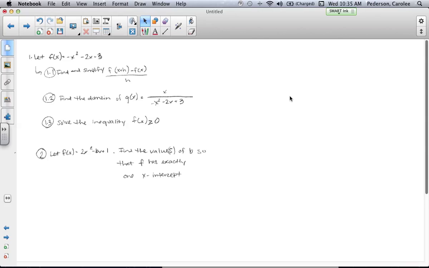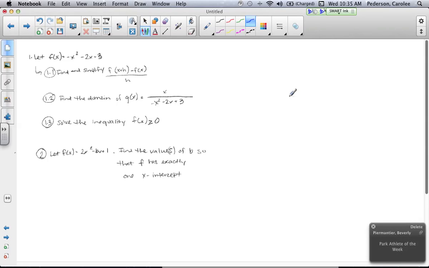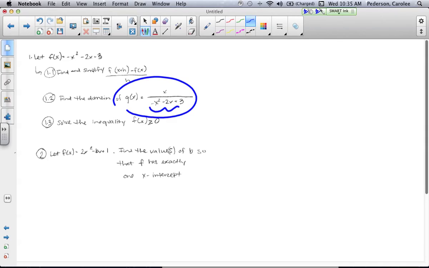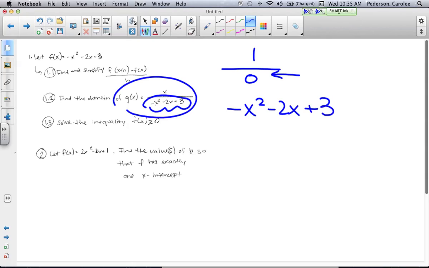So it says find the domain of that function. So the domain of a function is what can you plug in for x? Well, there's a restriction in this piece right here. It cannot be undefined. Undefined means something over 0. This is a big problem. So if I set that function equal to 0 and solve it for x, that's where the domain restrictions will be.